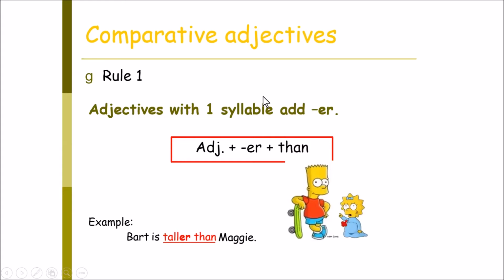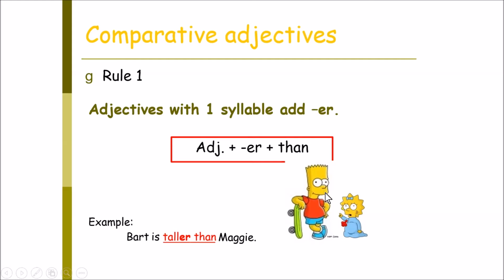Rule number one: when we have adjectives that only have one syllable, you have to add er at the end of the adjective. So for example, we have the adjective that has just one syllable. You have to add er at the end. And something really important in comparative adjectives is this word that we have here. That is the word than. Okay? You have to always use than when you are talking about comparative adjectives. Okay? So we have an example here.